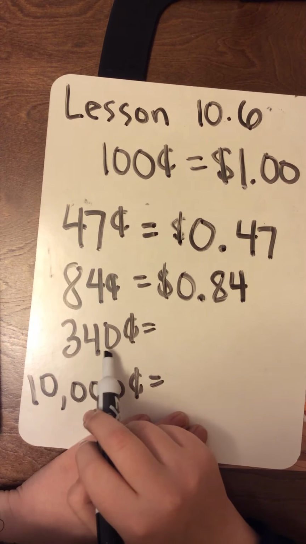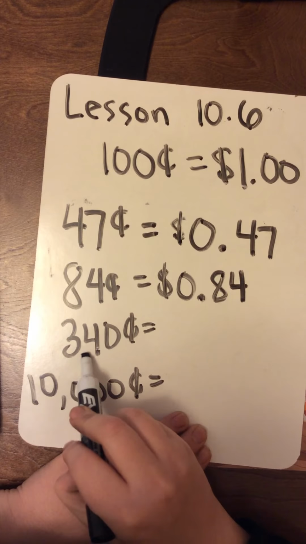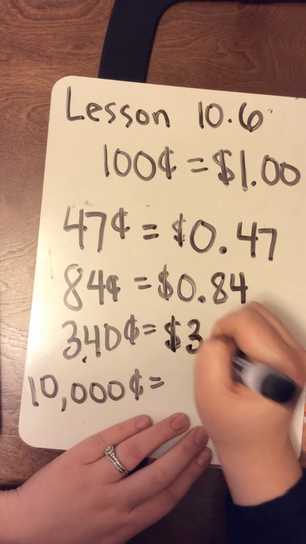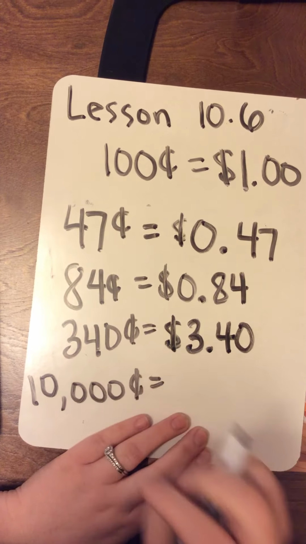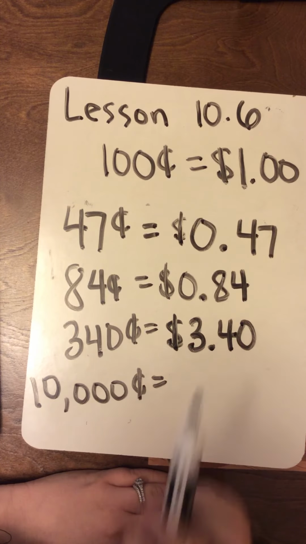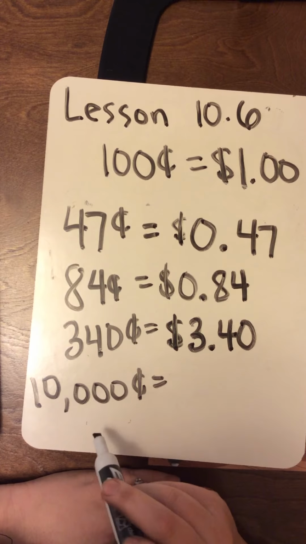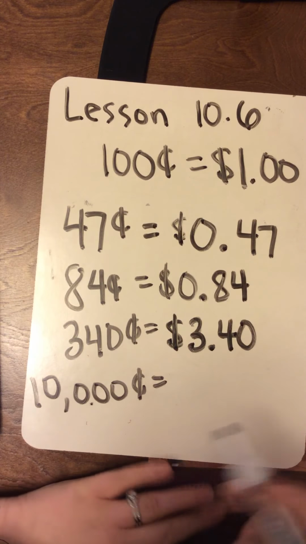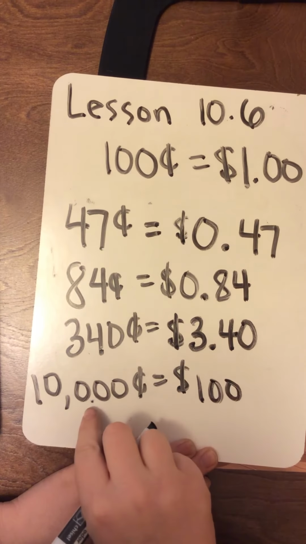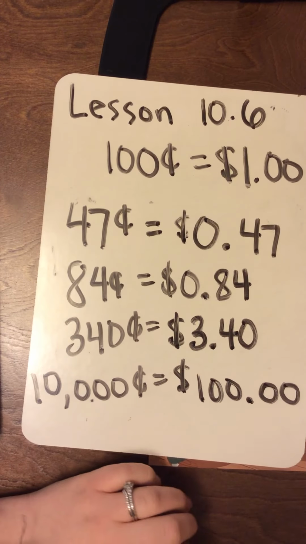Let's look at 340 cents. Here are my last two digits. And I know I'm going to put my decimal point there. That is where I'm going to put it. $3.40. Okay, so this is a big number, but let's not get tripped up by it. We still follow that same rule. I will put the decimal point before the last two digits. So when I write it, I have a 1, 0, 0. Then I have my decimal point and two more zeros. 10,000 cents equals $100.